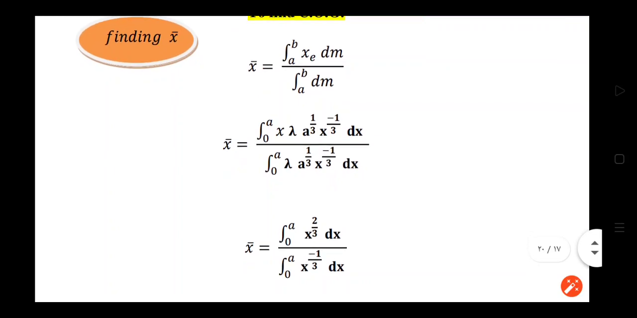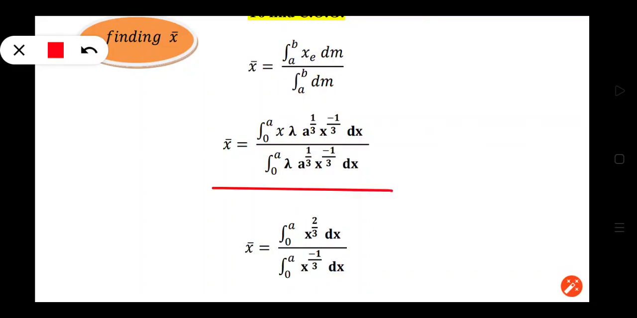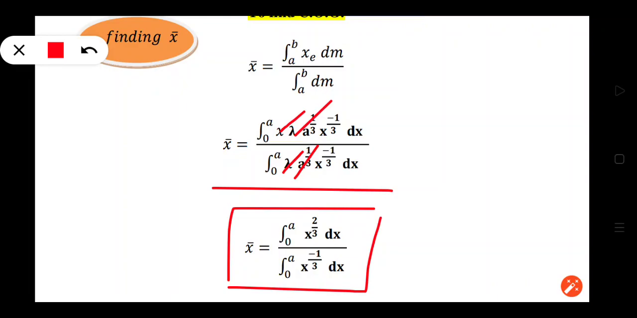We write the rule of x bar, where xe equals x and dm equals lambda a power 1 over 3 times x power negative 1 over 3 dx, over the integration from 0 to a of lambda a power 1 over 3 times x power negative 1 over 3 dx. We can cancel lambda with lambda, and a power 1 over 3 with a power 1 over 3. So x bar equals the integration from 0 to a of x power 2 over 3 dx over the integration from 0 to a of x power negative 1 over 3 dx.